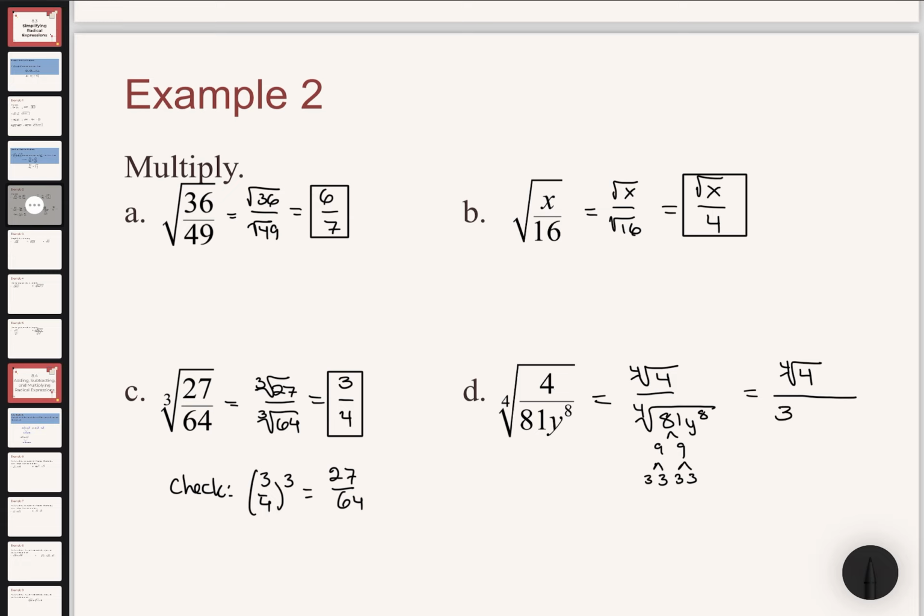And then for this other one, I'm going to actually rewrite this separately over here. The 4th root of y to the 8th, let's use one of those rules from yesterday and rewrite this as y to the 8 over 4. That's the same as y squared. So we can successfully simplify the 4th root of y to the 8th as just y squared. And that, folks, is your final answer for that one, okay?